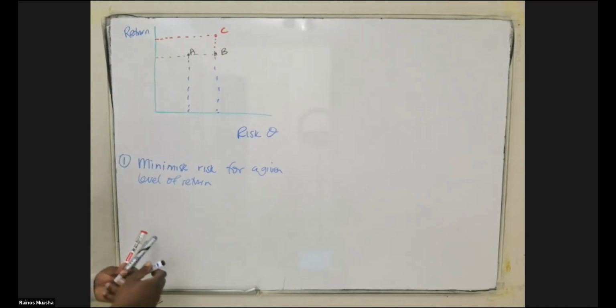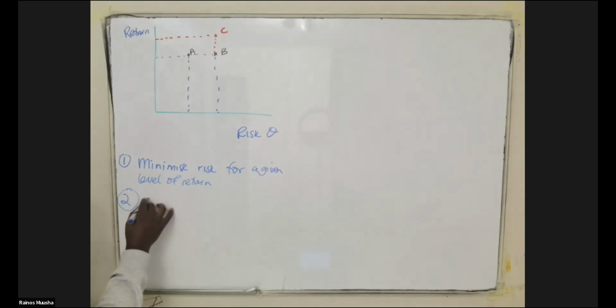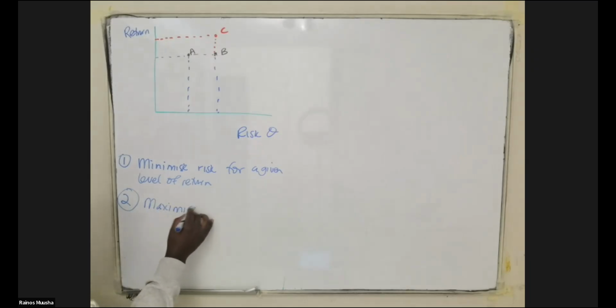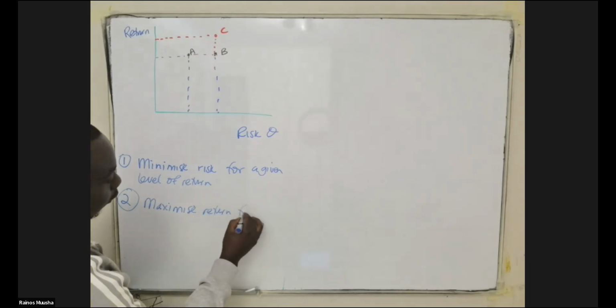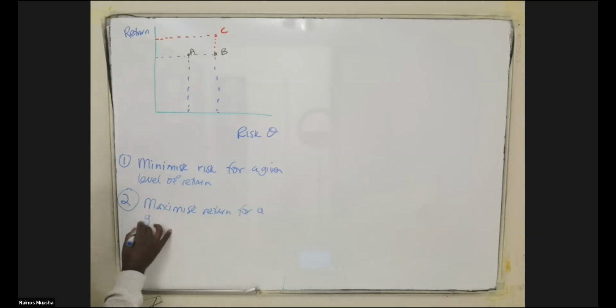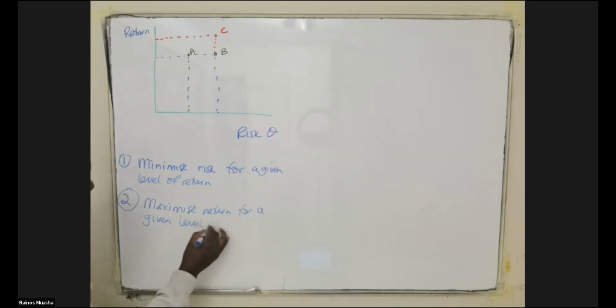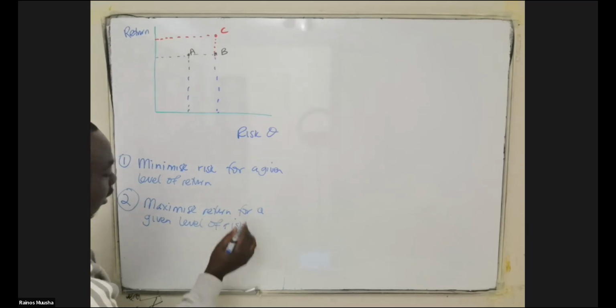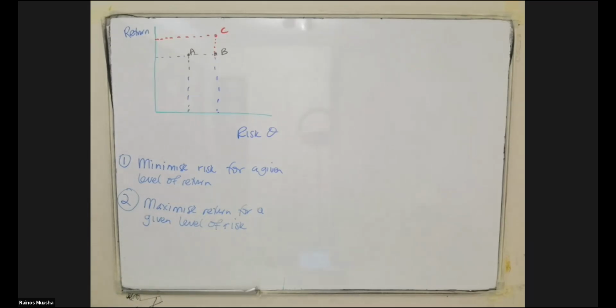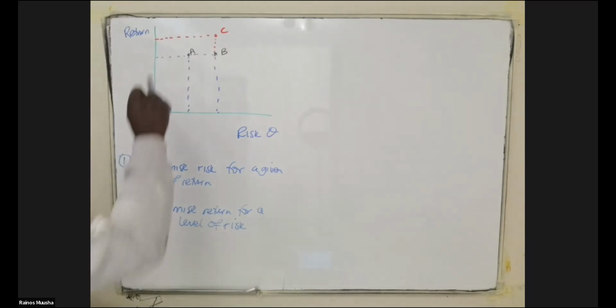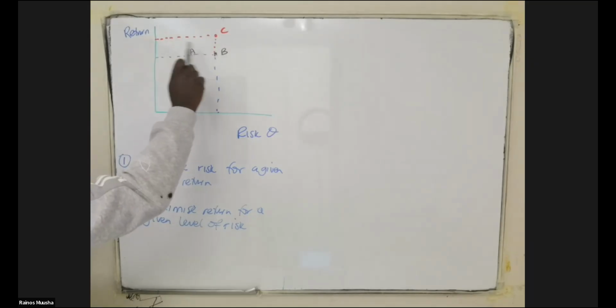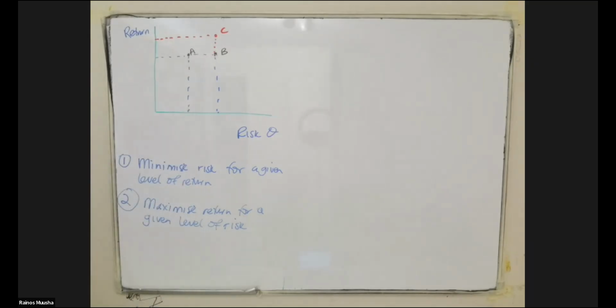So this leads us to another rule of the mean variance group, which says you want to maximize return for a given level of risk. So for a given level of risk, you want to be able to maximize your return. And for a given level of return, you want to minimize your risk.